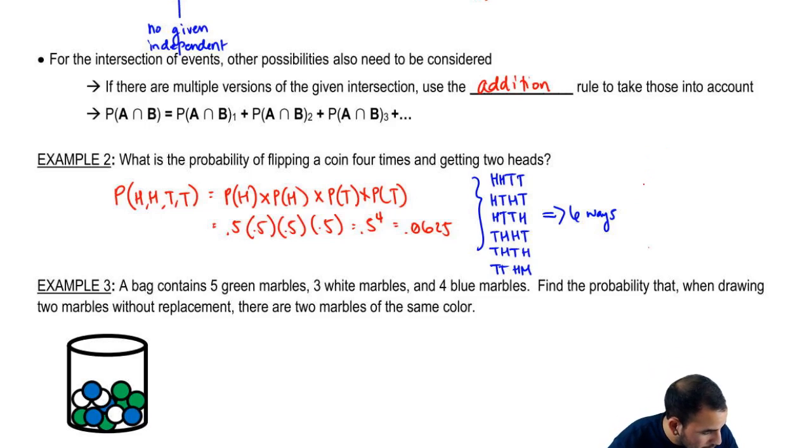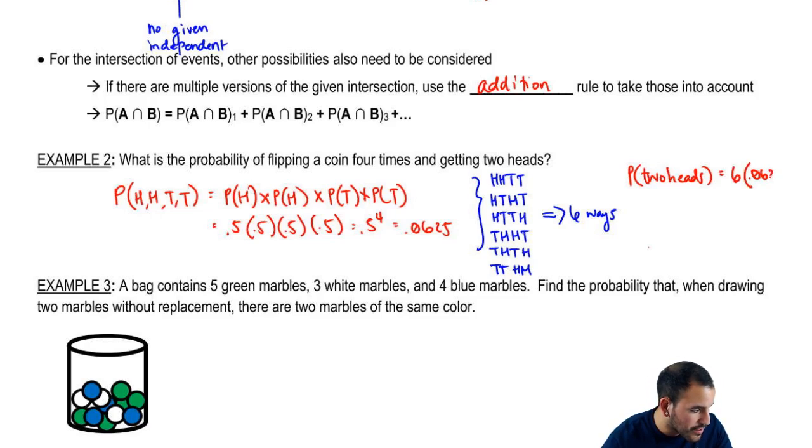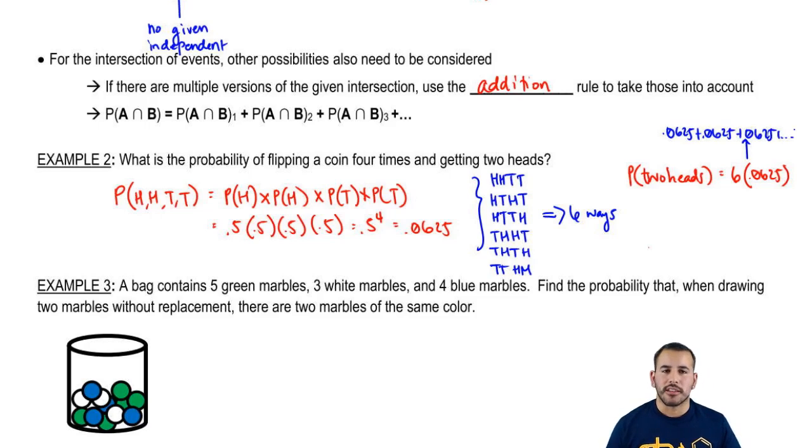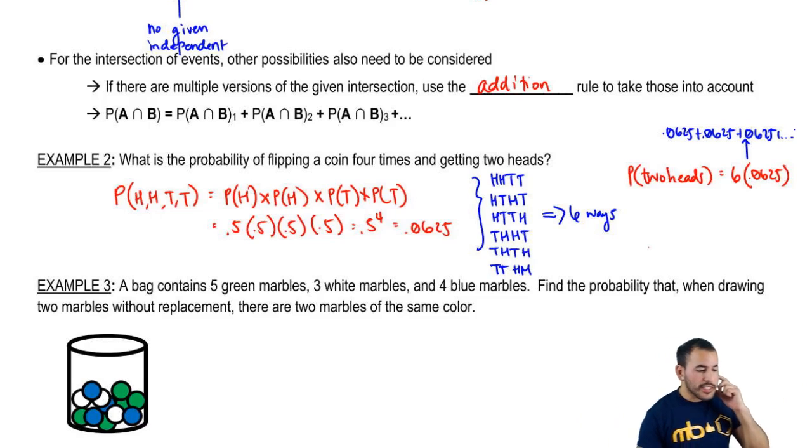So the probability of 2 heads, period, is 6 times 0.0625. Why is it 6 times that? Because this would have broken down into 0.0625 plus 0.0625 plus 0.0625, and it would have kept going 6 times. So it's just 6 times the probability of one of the ways happening. And so the probability of us getting 2 heads, taking into account all the different ways this could happen, ends up being 0.375.